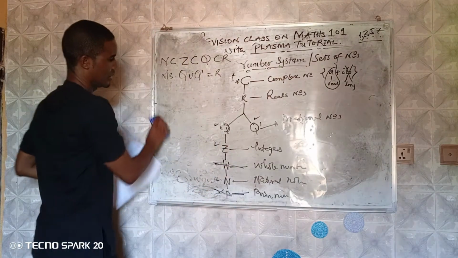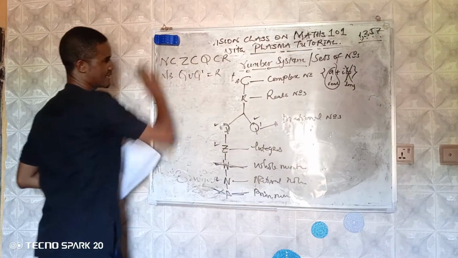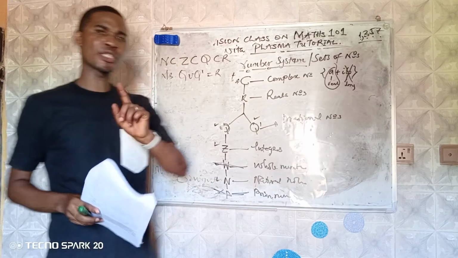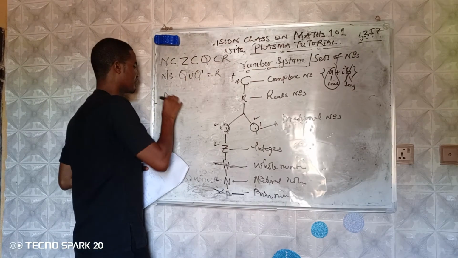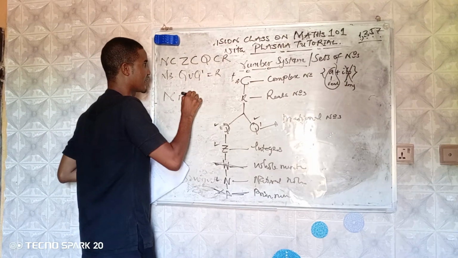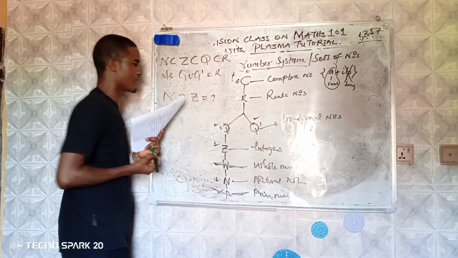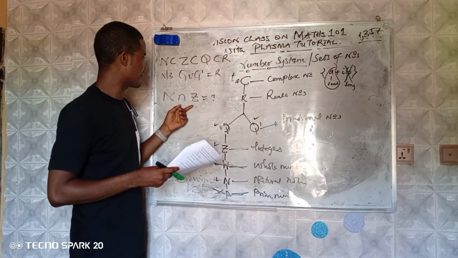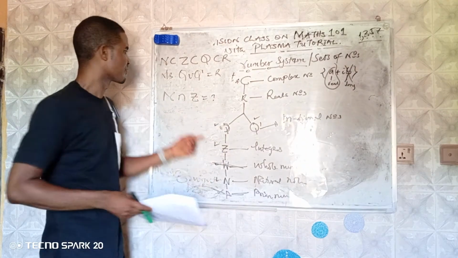Now, lastly, about the number system, the operation between sets of numbers is what I call this subtopic. Operation between sets of numbers. Now, if we have something like N intersection Z, it is equal to what? Now, N intersection Z is equal to what? For you to know this, use this method.